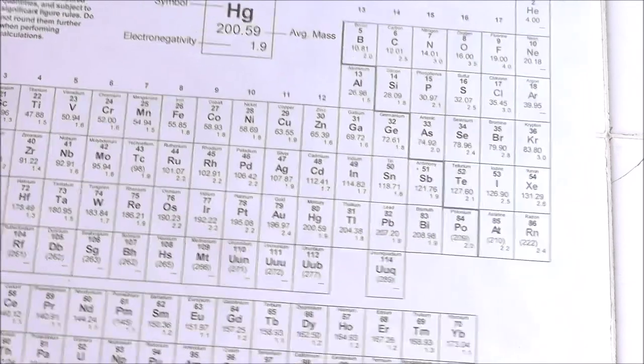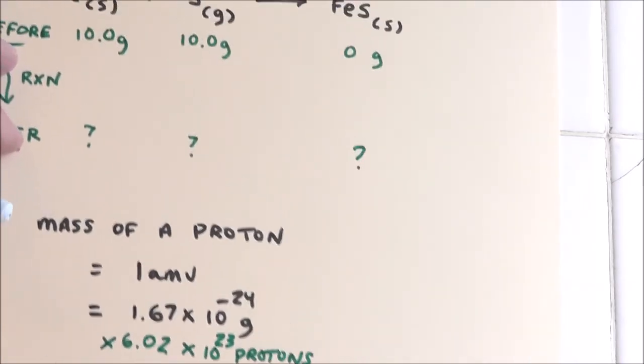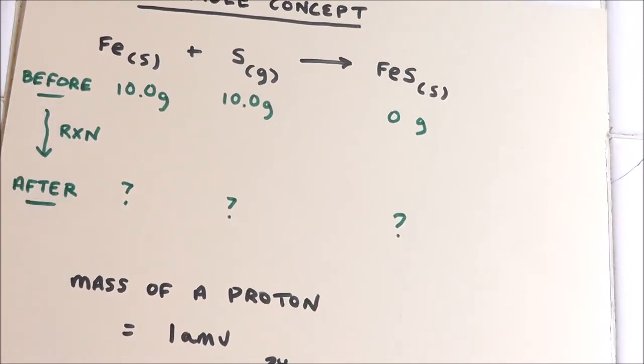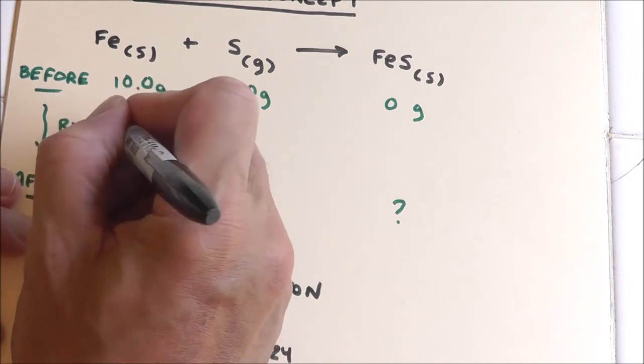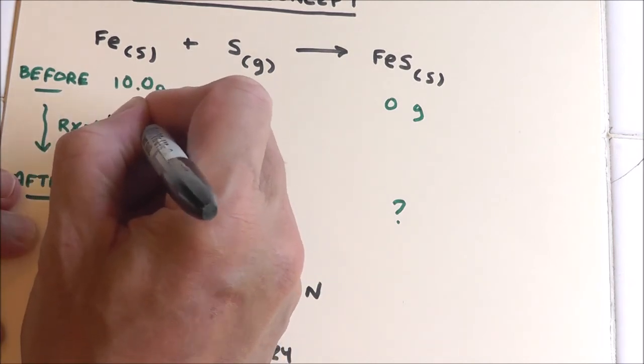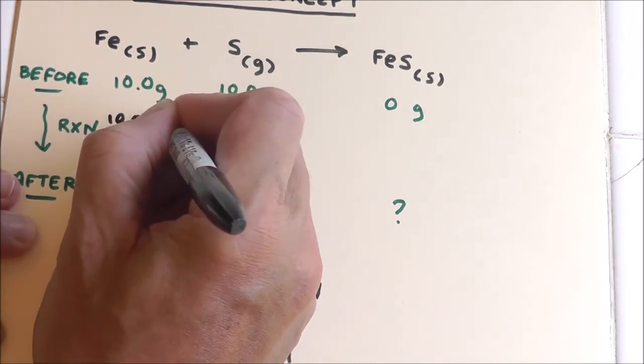And so now what we could do, we could solve our problem a little bit easier. I'm going to go ahead and convert each of those two numbers to moles. Now once again, remember, you're just using your periodic table here. You're not having to memorize anything. 10.0 grams of iron.